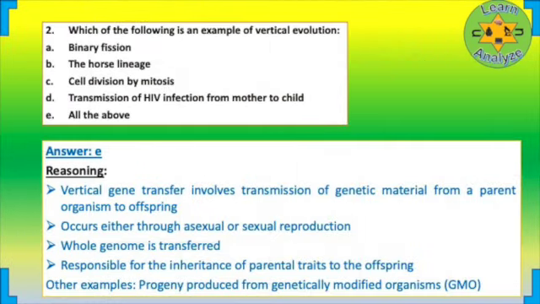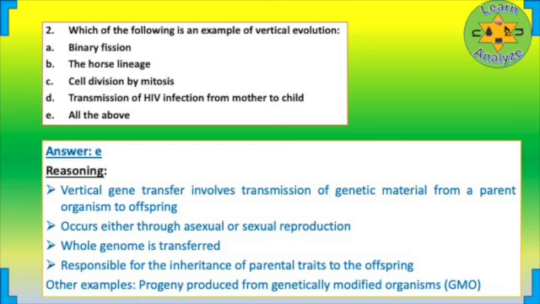Question number 2. Which of the following is an example of vertical evolution? Option A, binary fission. Option B, the host lineage. Option C, cell division by mitosis. Option D, transmission of HIV infection from mother to child. Option E, all the above.